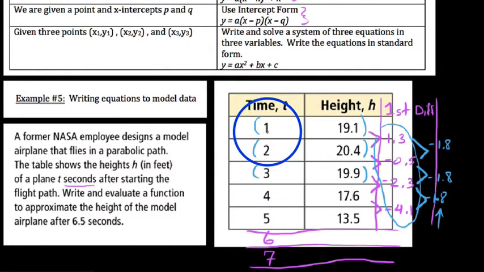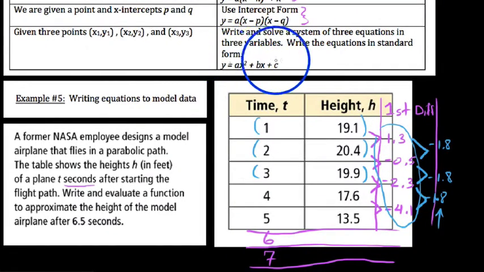We know that when x is 1 second, or when t is 1 second, we get a height, or h value, or y value, output value of 19.1. So this will be our x1, y1, and we'll have an x2, y2, and an x3, y3. You'll notice that I say here, write and solve a system of 3 equations in 3 variables, and write the equations in standard form. So we know that we have these different forms of a parabola or a quadratic equation. We're going to use standard form on this one.